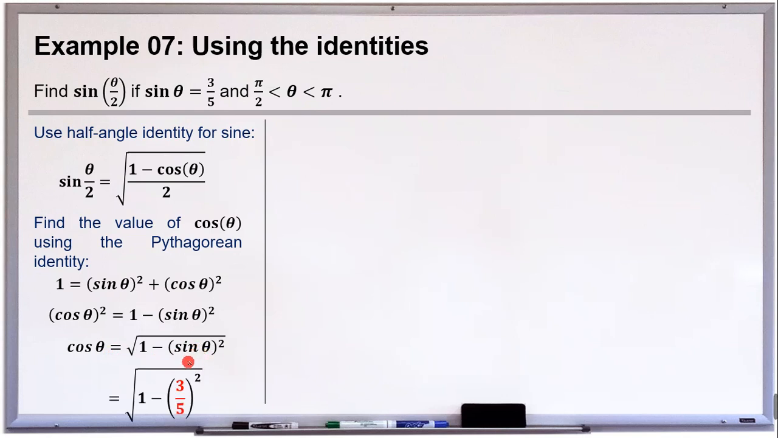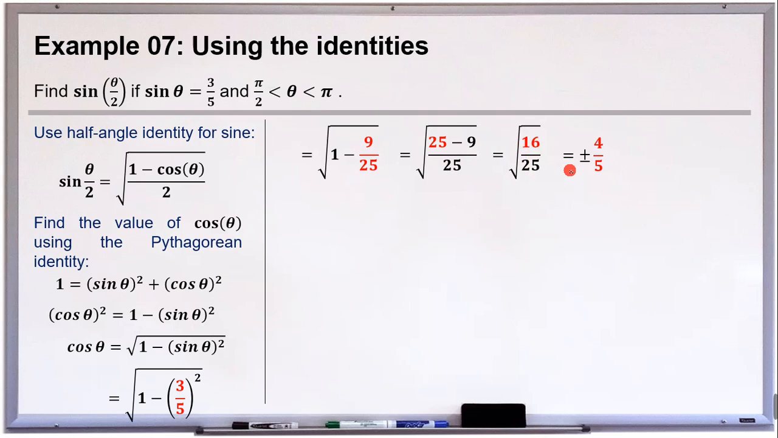Next, substitute the value for sine theta, that's 3/5. So you have the square root of 1 minus (3/5) squared. Simplifying this, it will become the square root of 1 minus 9 over 25. Then further simplification, combining these two terms, you'll end up with 25 minus 9 over 25. So you have the square root of 16 over 25. Since both numbers are perfect squares, you'll end up with plus or minus 4/5.